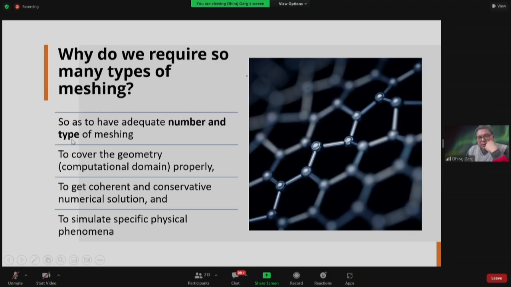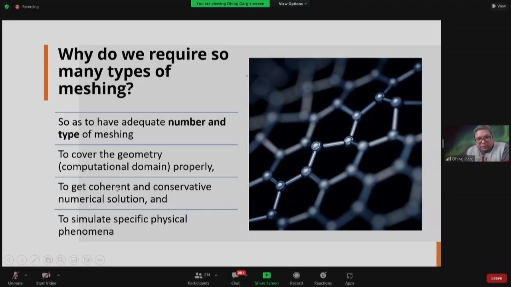Both the number and the type matter, as Professor Harikrishnan has discussed: structured and unstructured grids. In structured grids, there are different types we have seen. In an unstructured grid, there are tetrahedron, prism, and other types of grid. So we need to have an adequate number. And why do we need that? First, to cover the geometry, because we want to cover our geometry properly.